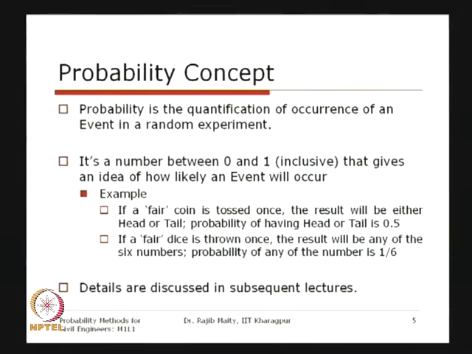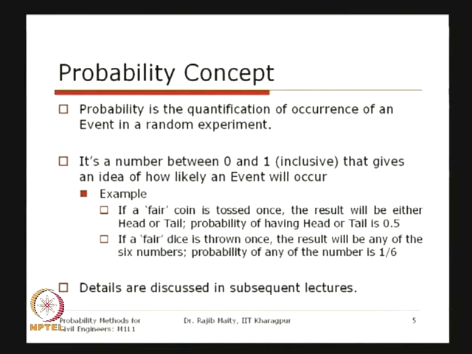We can start with the very common example of tossing a coin or throwing a dice. The outcome of tossing a coin can be head or tail; these are the two things that can happen. Probability is generally expressed as a number between 0 and 1, obviously including these margins. That gives an idea of how likely an event will occur. This likelihood is very important, and it generally gives the concept of expectation.